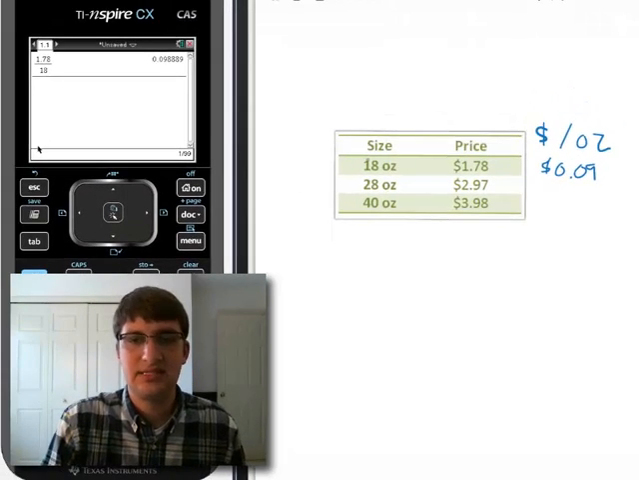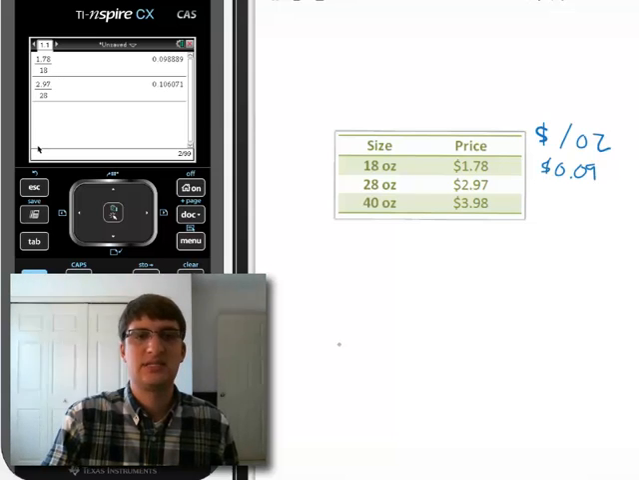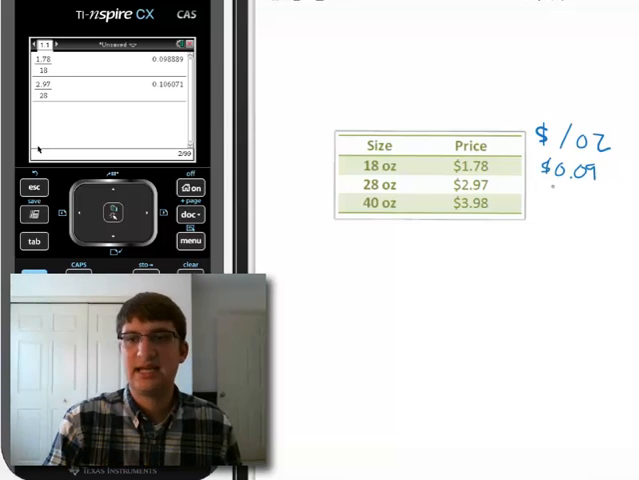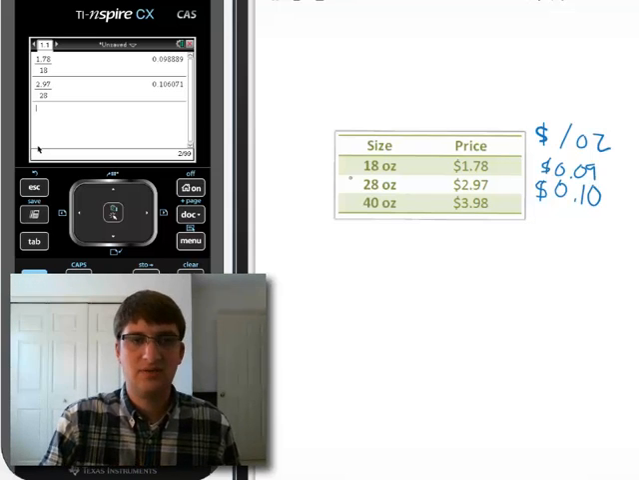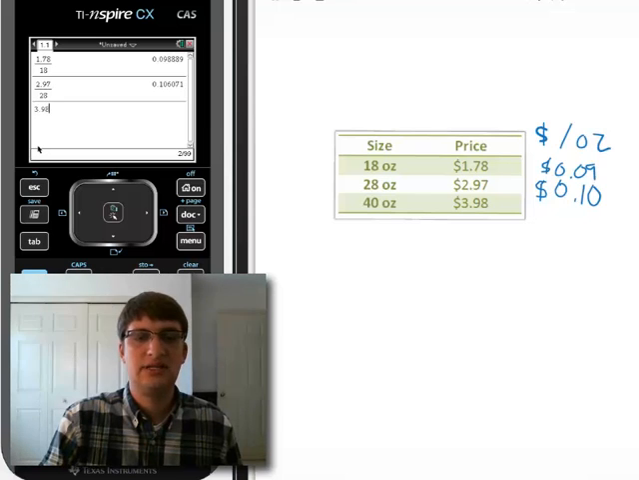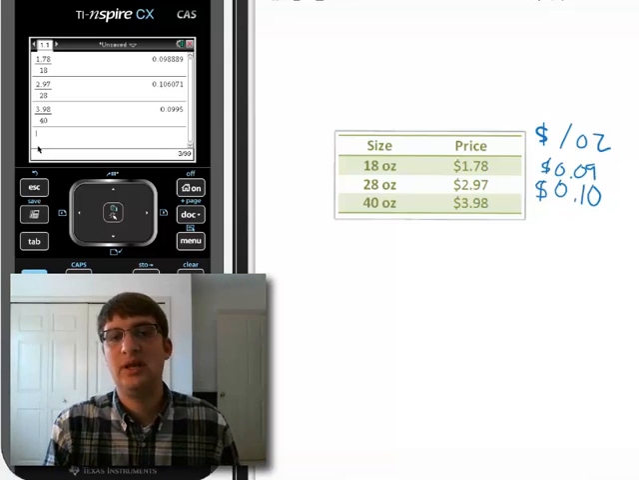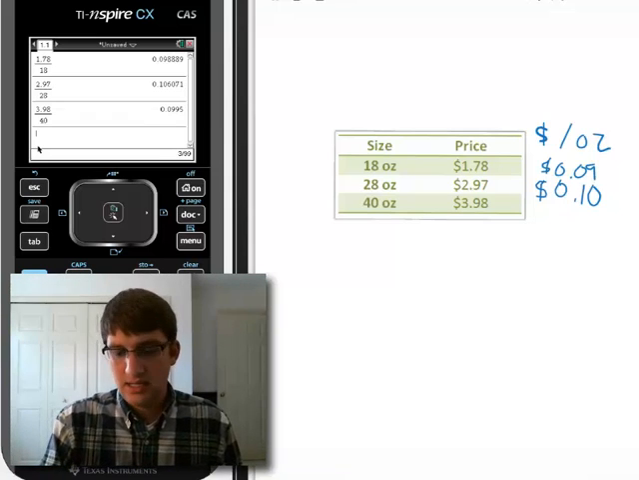Let's do the same thing. Let's take the dollar amount $2.97, and let's divide that by 28, and that's going to give us the price per ounce for the second one. That second one is, without rounding, 10 cents. Okay, and then the last one we have there, which is $3.98. We're going to divide that by 40 ounces to get what its price per ounce is, and that's again going to be 0.09. All right.